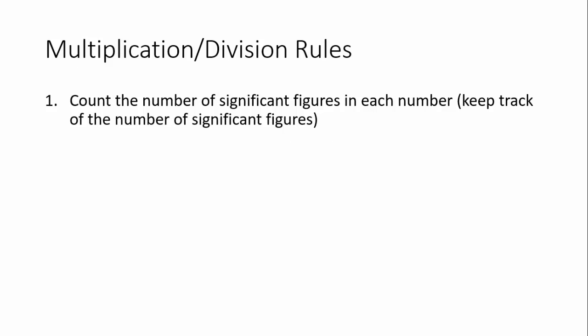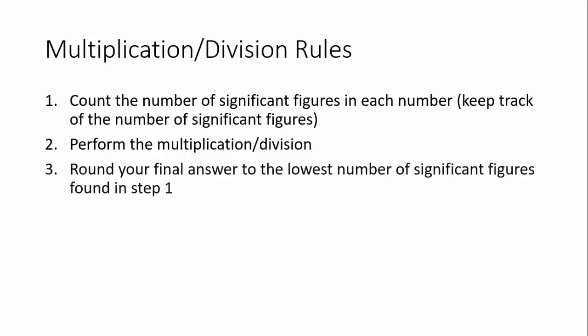Now let's look at the multiplication and division rules. First, we count the number of significant figures in each number, keeping track of the number of significant figures in each number throughout our problem. Next, we perform the multiplication and division. And finally, we round the final answer to the lowest number of significant figures found in step 1.